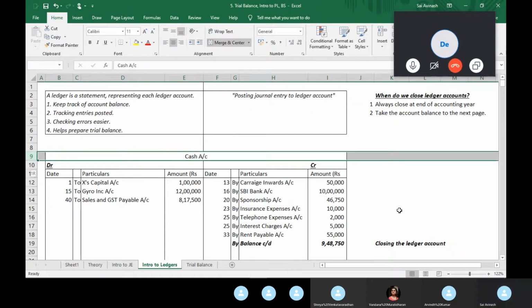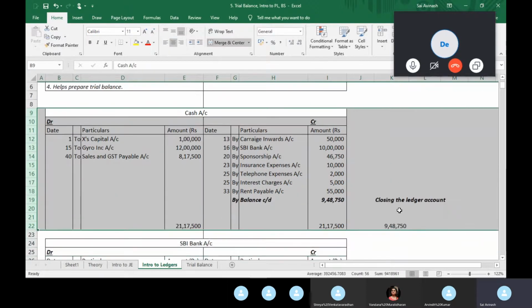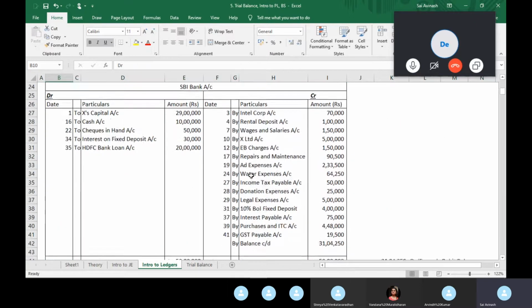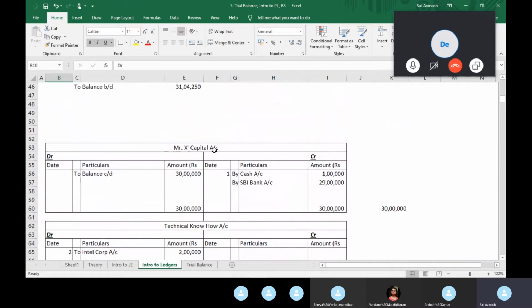Another thing to learn is, when you have an asset account or liability account, in this case cash and SBI are asset accounts, and excess capital is a liability account, you will use the concept called balance carried down, either "to balance carried down" or "by balance carried down", based on which side you're debiting or crediting.